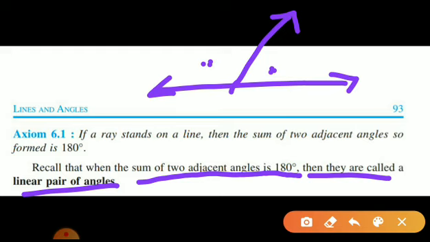Is this clear? That is your first axiom. An axiom is nothing but a proven statement. We need not prove it. It is already proved. It is a proven statement which we make use of while proving the other theorems. Theorem means what? Now we are going to study theorems in this chapter. Theorems are nothing but the mathematical statements which we have to prove, using different axioms or any other concepts. Axioms are the proven statements.